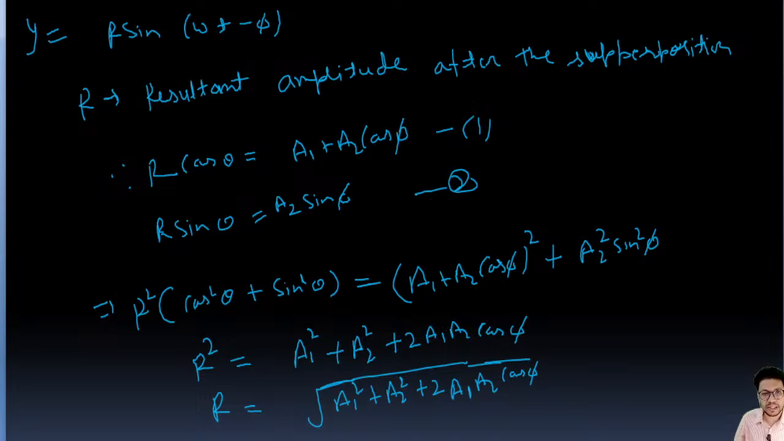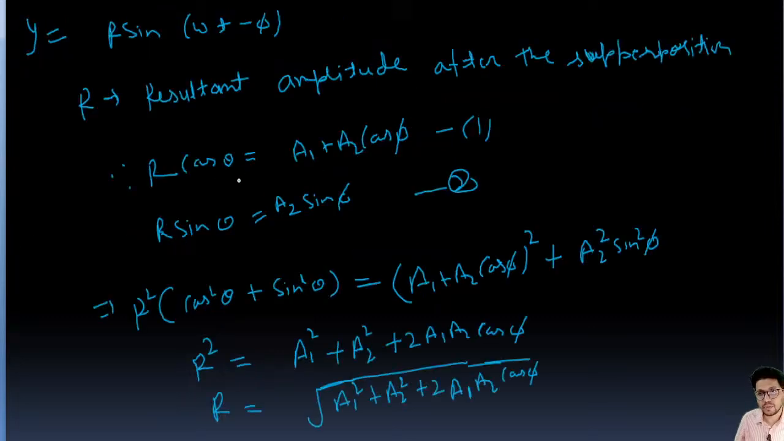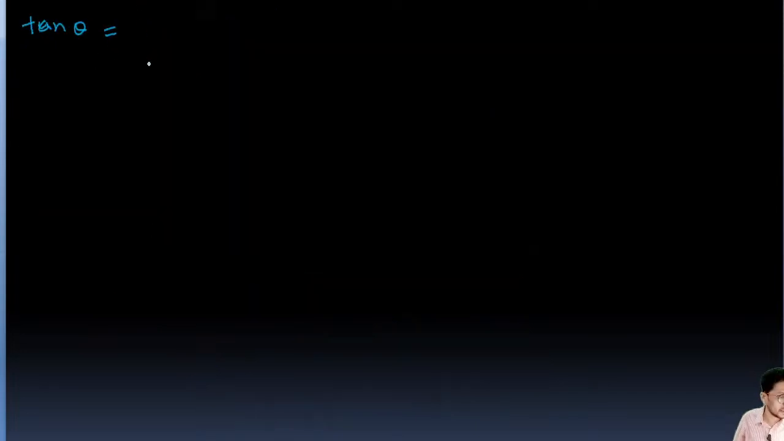Next point, r we have found out. Similarly, we will find theta. Tan theta is going to be, from equation 2 by equation 1, r will get cancelled, so tan theta is going to be a2 sin phi upon a1 plus a2 cos phi.